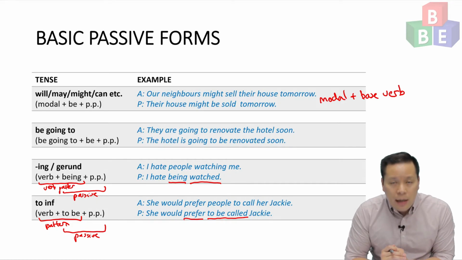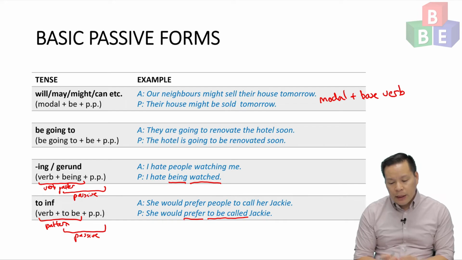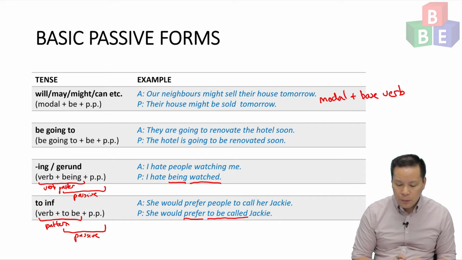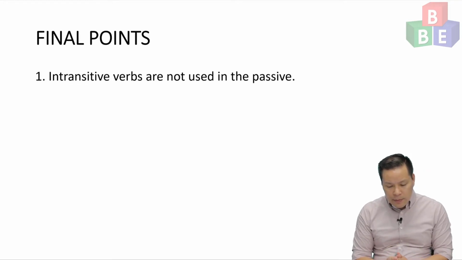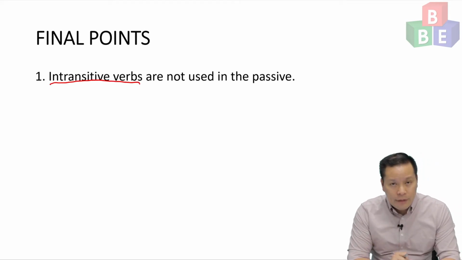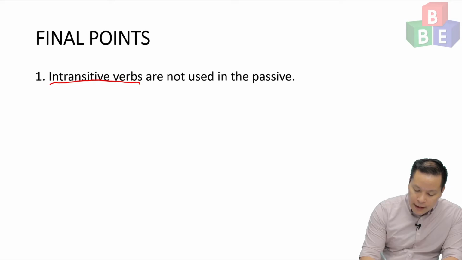There are some things that I would like to say before I finish this video because there are some important points related to the passive that you also need to know. So, firstly, intransitive verbs are not used in the passive. An intransitive verb is a verb that does not have an object.